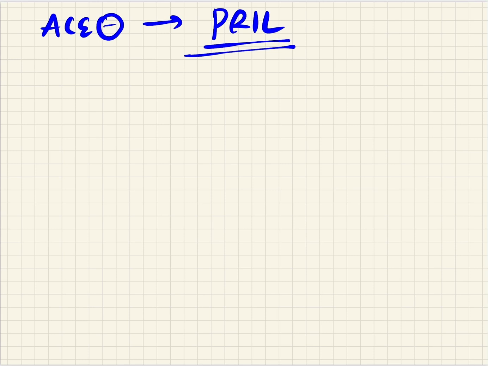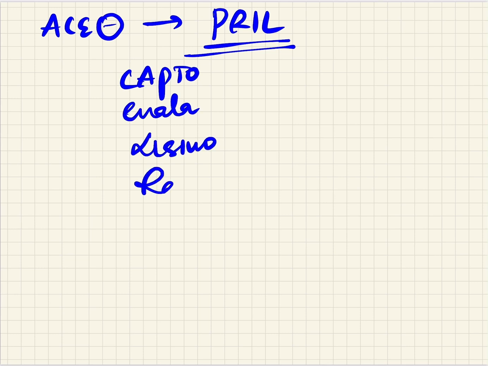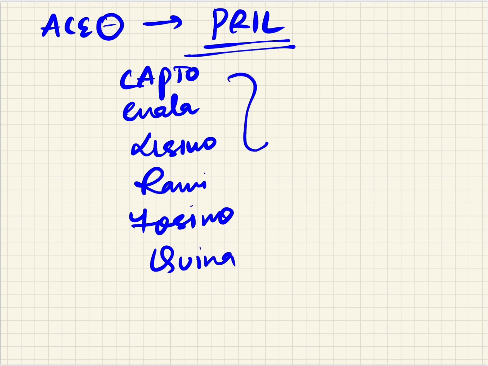So the ACE inhibitors include all the prils. All those drugs ending with pril are considered, we can just remember them as angiotensin converting enzyme inhibitors, which include captopril, enalapril, lisinopril, ramipril, fosinopril, and quinapril, and many more. All those ending with the prils can be just remembered as the ACE inhibitors.